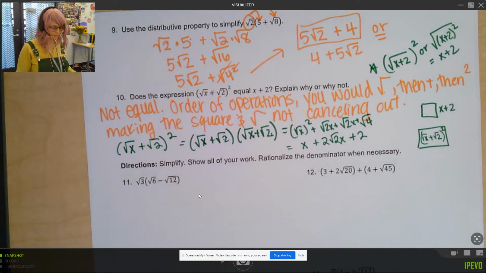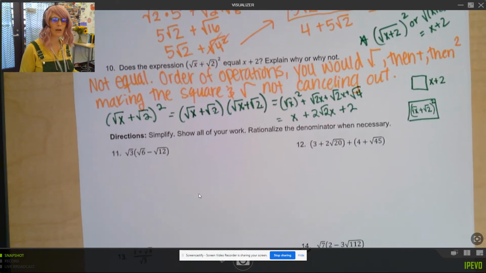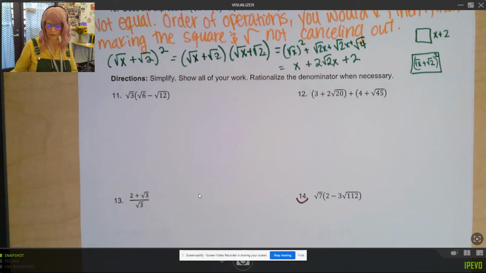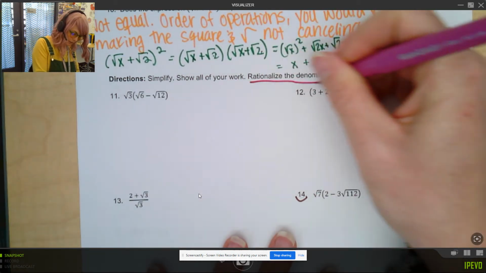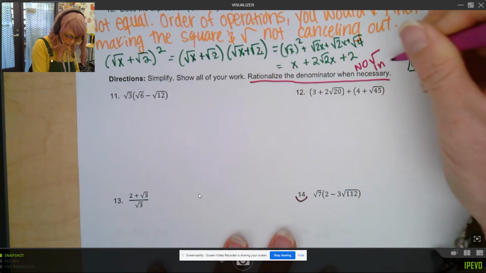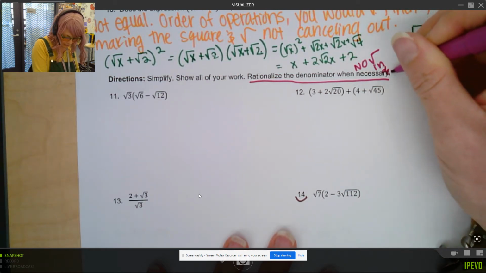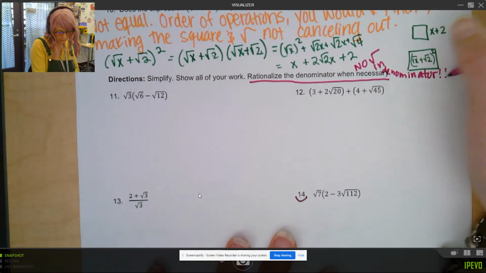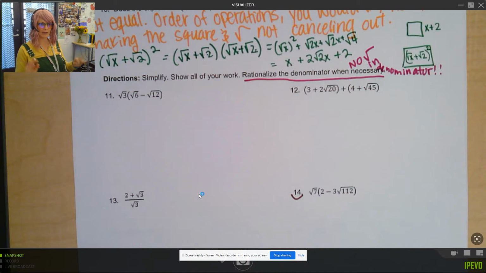Okay, let's keep going. So now we are going to be simplifying and we're going to be rationalizing the denominator when needed. Recall that rationalizing the denominator means you cannot have a square root in the denominator. So let's make a little note about that. Rationalize the denominator. No square root in the denominator. Can't have it. It's not simplified all the way.